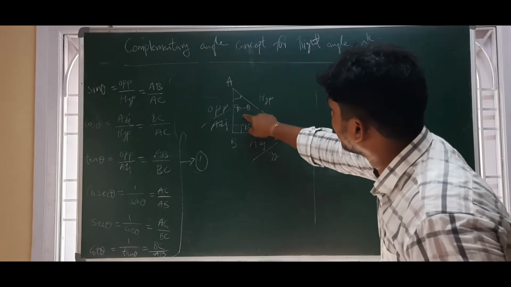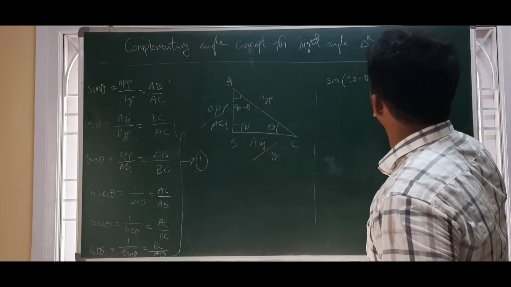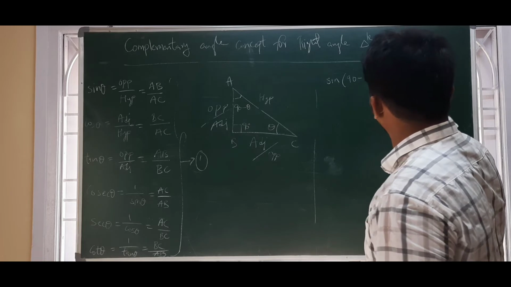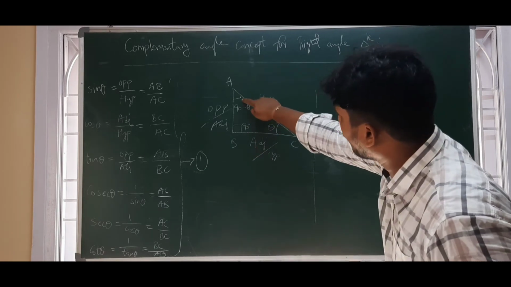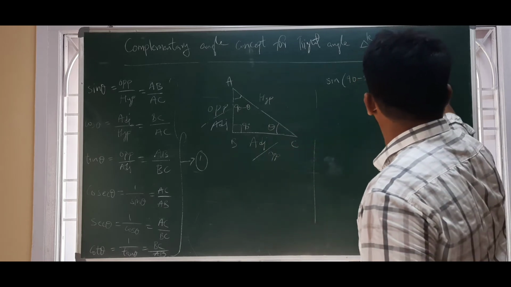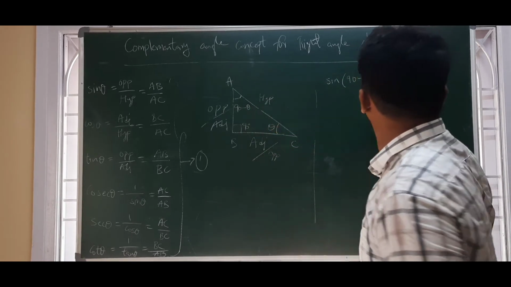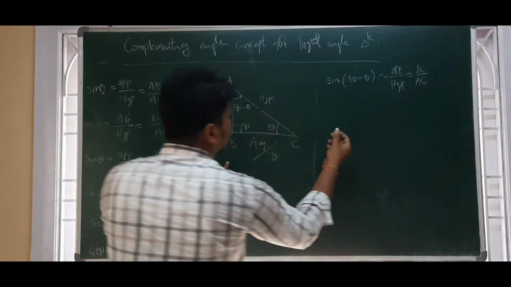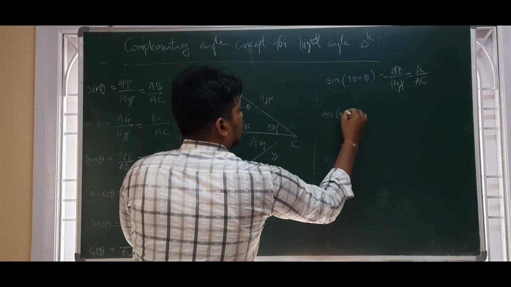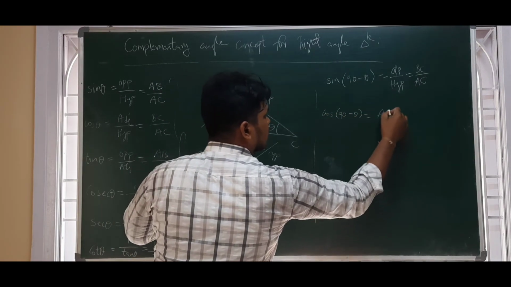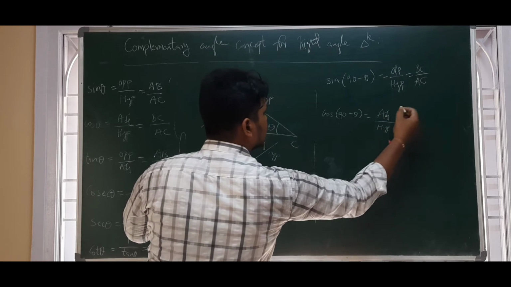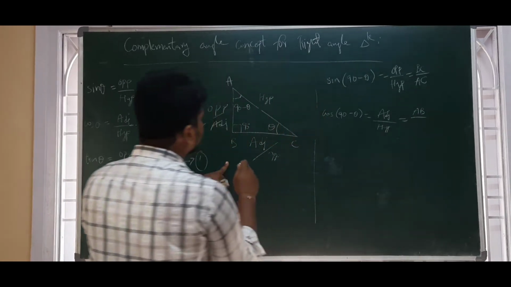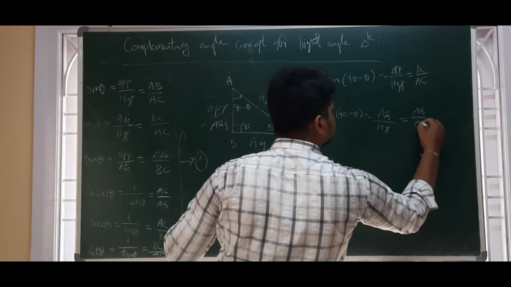Sine of angle 90 minus theta. What is sine 90 minus theta? As I told you earlier, sine means opposite by hypotenuse. What is opposite by hypotenuse? The opposite side will now be BC and the hypotenuse side will be AC. I hope the point is very clear for everyone. And next, cos means adjacent by hypotenuse. The adjacent side now becomes AB, and the hypotenuse side becomes AC.